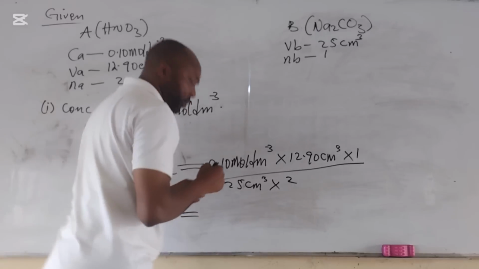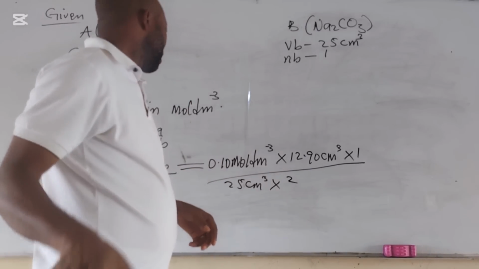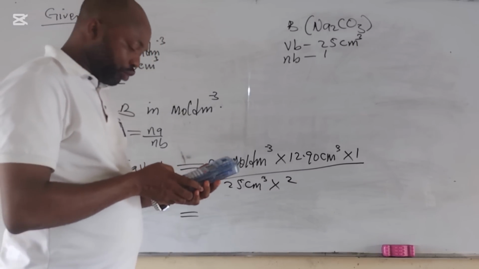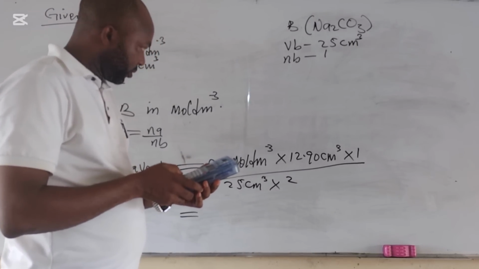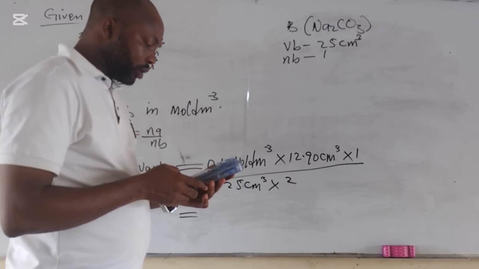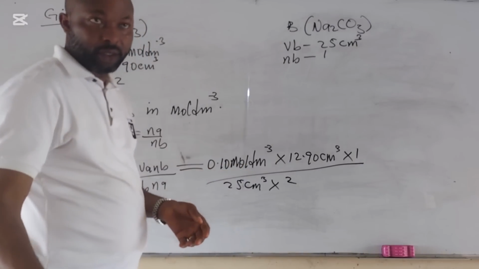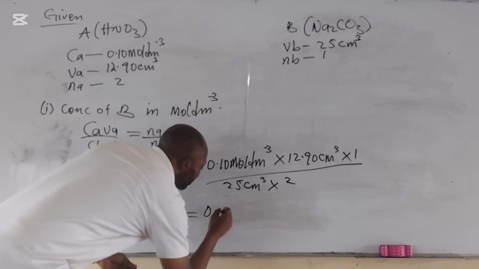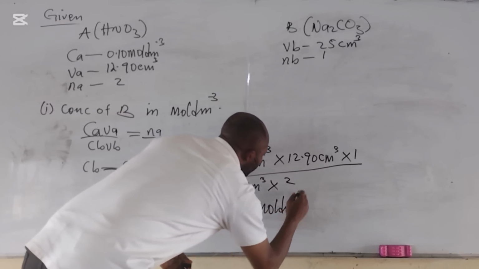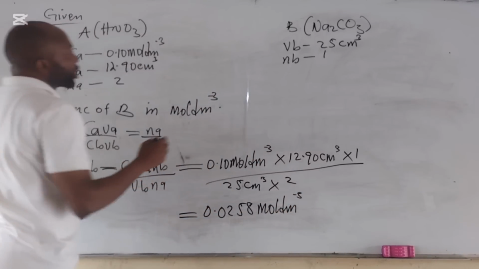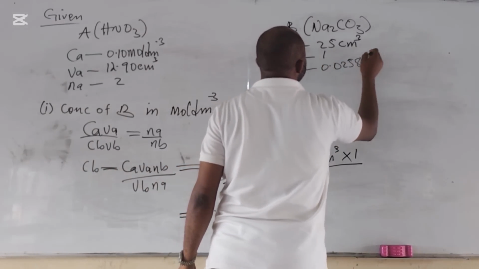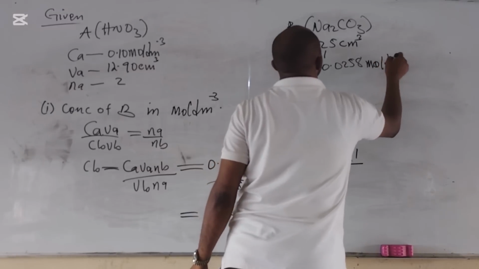So this is equal to 0.1 times 12.9 divided by 50, which is 0.0258 mole per dm cube. So we have the concentration of the base now. CB is 0.0258 mole per dm cube.